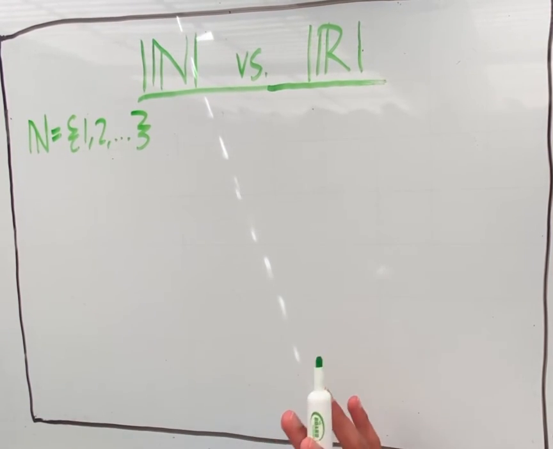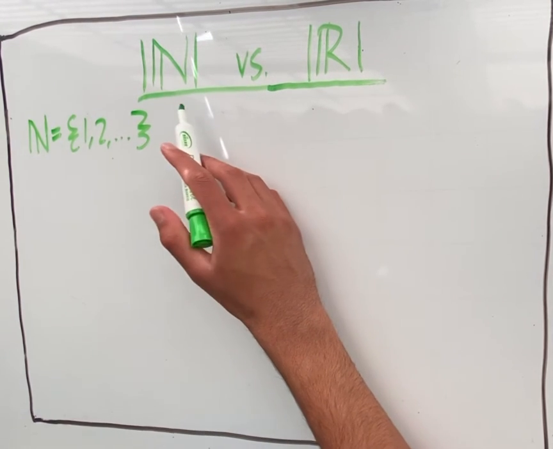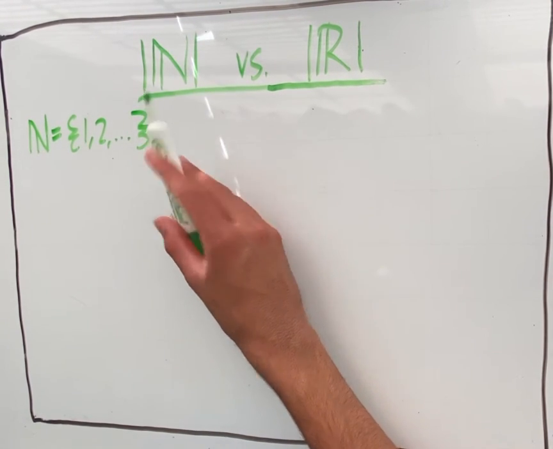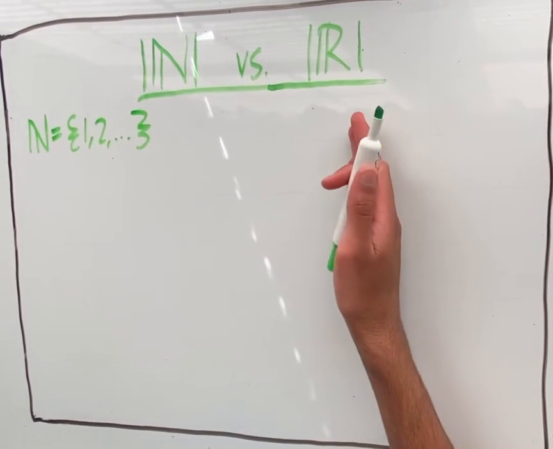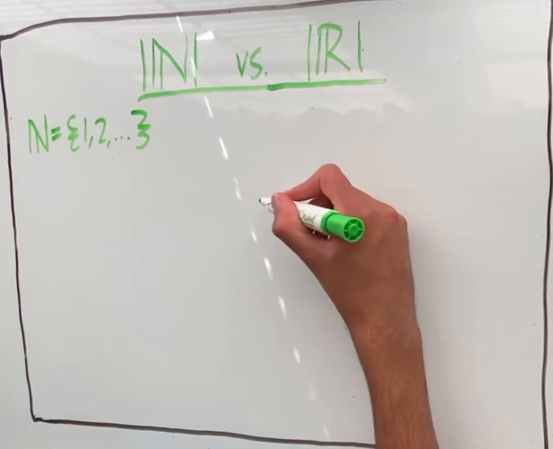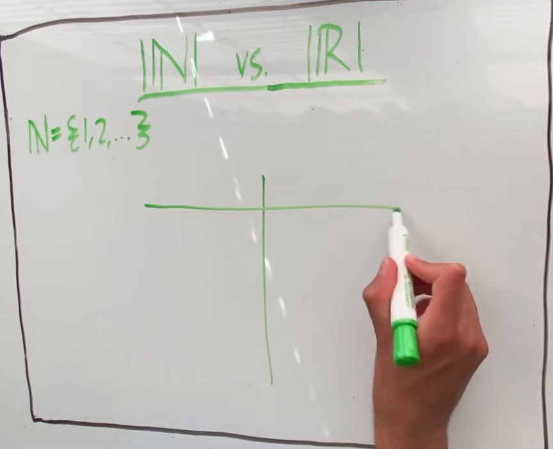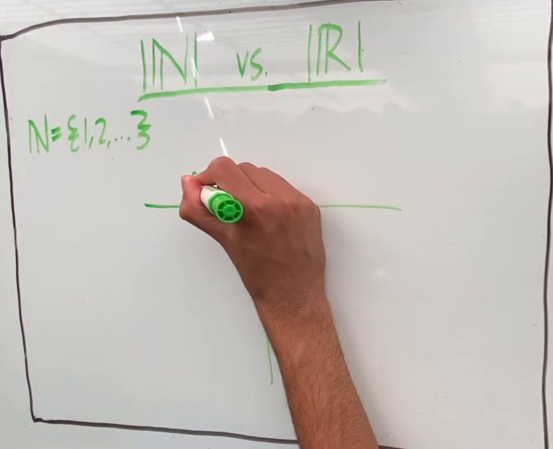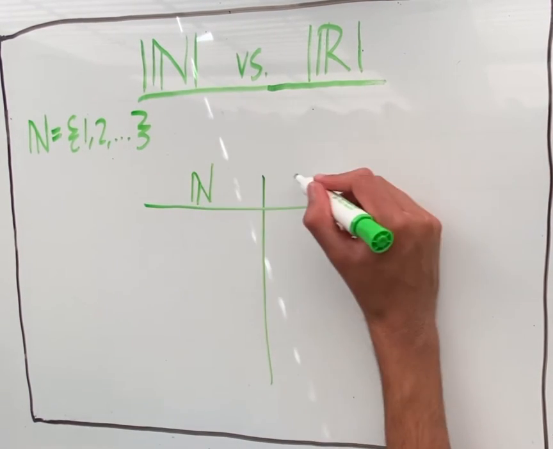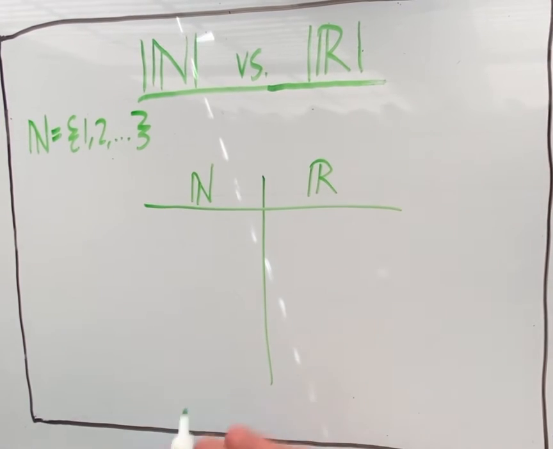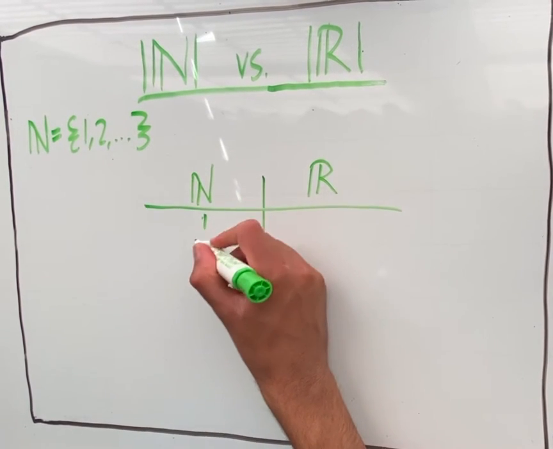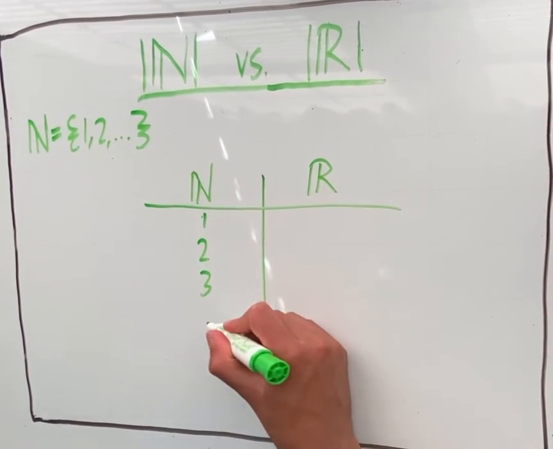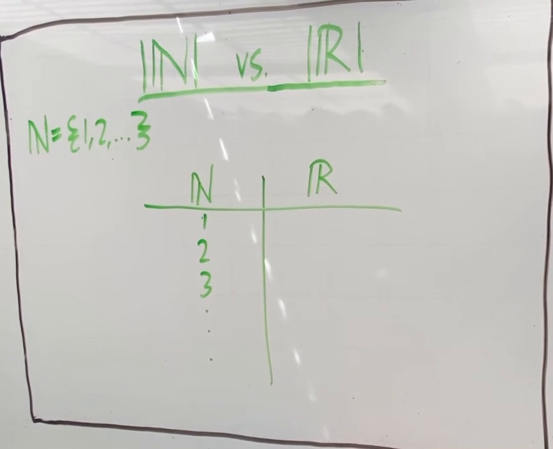So let's think about what it would mean for there to be a bijective function from the naturals to the reals. It should mean that we can construct a table where on the left side we have natural numbers, and on the right side we have real numbers. So we can list the naturals straightforwardly, 1, 2, 3, and continuing.